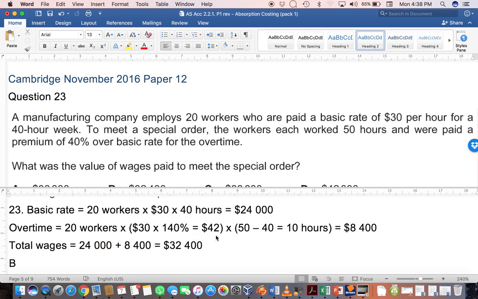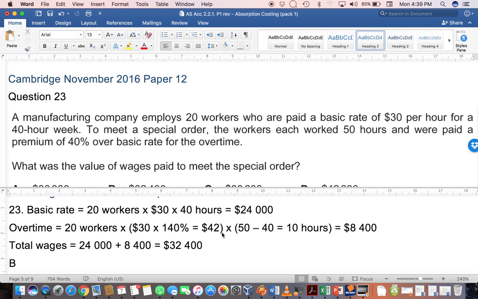In addition, you need to calculate the overtime. The overtime, there were also 20 workers, but this time they are getting a rate of $42 per hour. Remember I said it's the basic $30, but you need to add 40% to that, and the easiest way of calculating is therefore simply to say times 100% to take the 30 into account, and then another 40% for the premium.